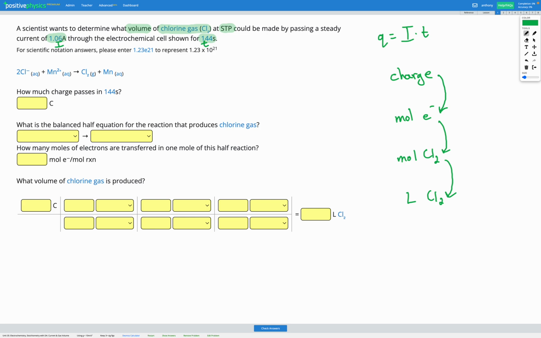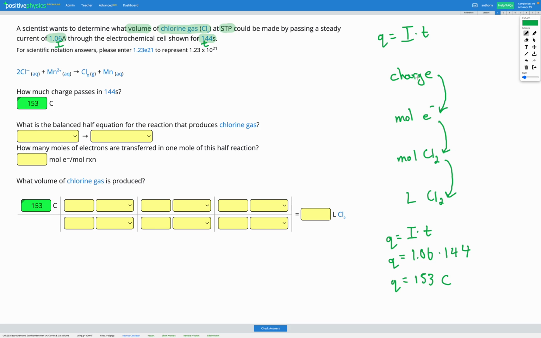Let's start by calculating the charge using Q equals IT. So there's our equation. We're trying to find the charge Q, so this is already arranged correctly. So all we need to do is put on our numbers. I is the current, which is 1.06 amps, multiplied by T, which is the time, which is 144 seconds. So if you put that into our calculator, we're going to get a charge of 153 coulombs. So we can go ahead and fill that in up here. So that's our charge, which is going to be our starting value in our dimensional analysis table. Then we're going to be going through all our steps to convert into liters of chlorine.